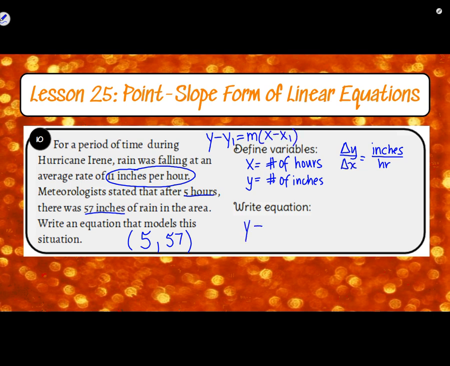y minus my y part of my point is 57 equals, my slope is 11, parentheses, x minus the x part of my point is 5. Here's my equation.